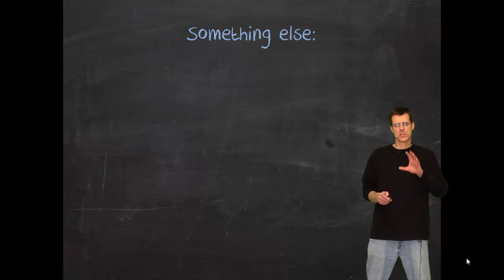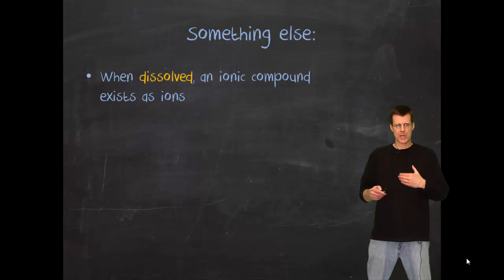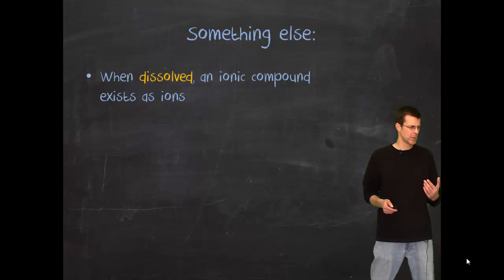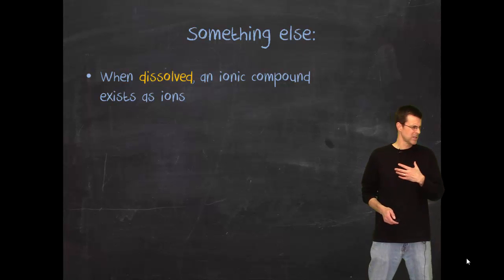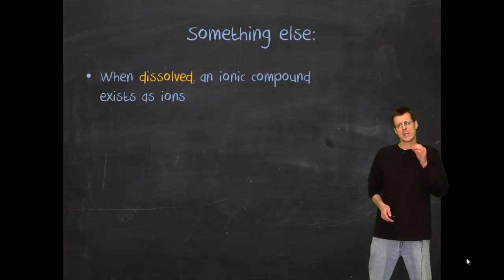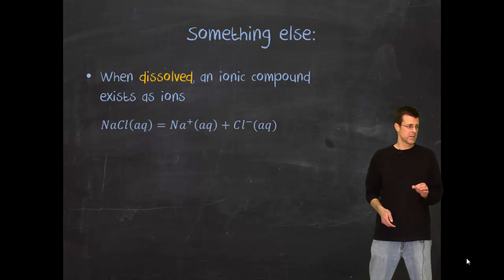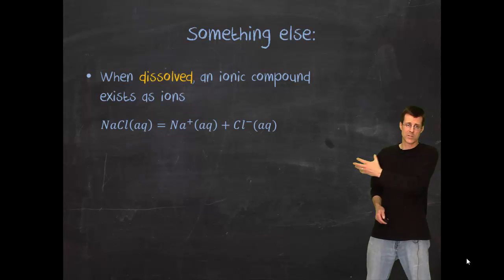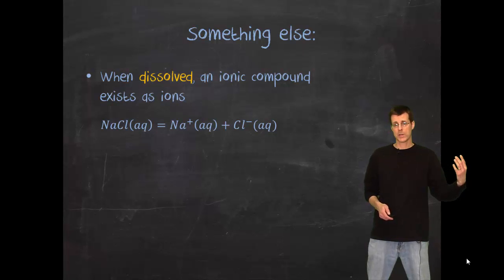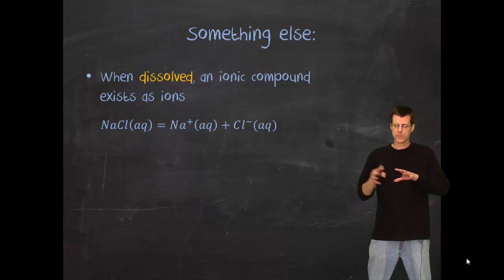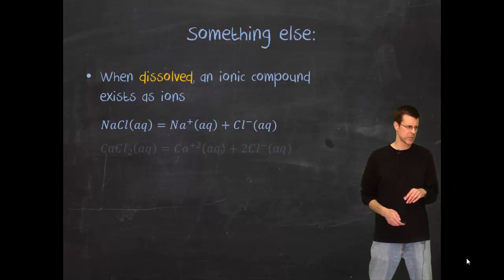Now, there's a piece of information that we sort of know, but we haven't really written down, we haven't formalized, we haven't really talked about. When an ionic compound is dissolved, it exists as ions. In other words, when I write down sodium chloride aqueous, what I have is not sodium chloride particles floating around. I have sodium ions and I have chloride ions, and they're floating around more or less independently of each other.